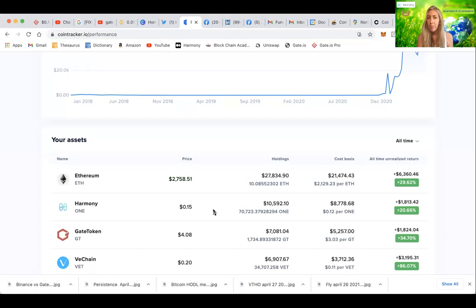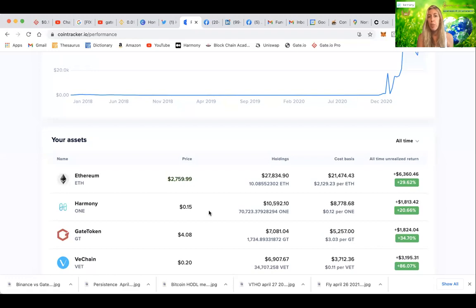For those of you who know me, you know that I am a fellow Harmonaut, and I'm just going to start off by sharing my screen before we go into looking at the charts. We're going to specifically look at the charts. Before that, I'm just going to take you on my coin tracker and let you know where I'm at and what I'm planning to do.